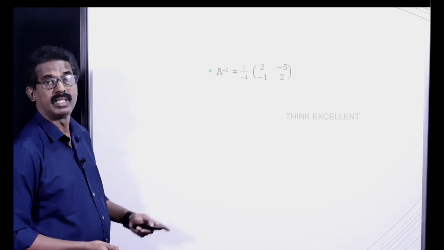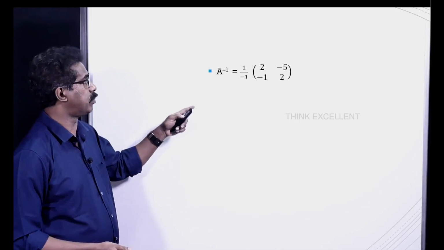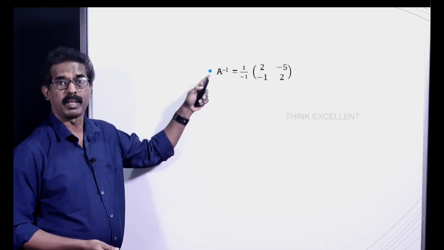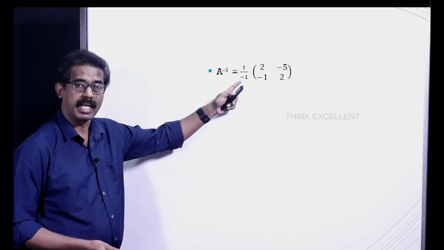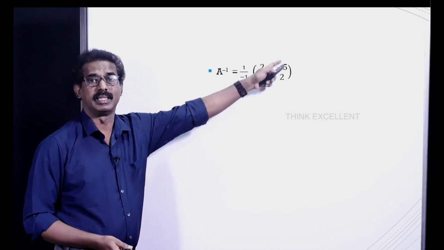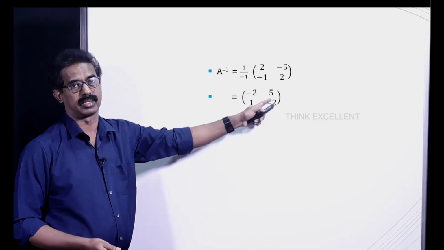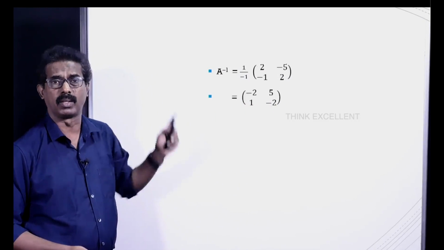Then A inverse is equal to 1 by determinant A. Here you got determinant A as minus 1. So 1 by minus 1 into adjoint A. 1 by minus 1 is what? Minus 1. By that minus 1, you multiply the terms inside. So change the sign, you will get this. Then equation number 1. What is equation number 1?